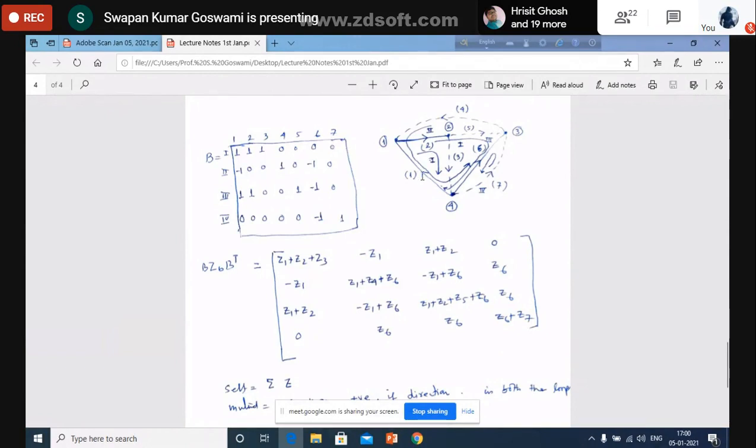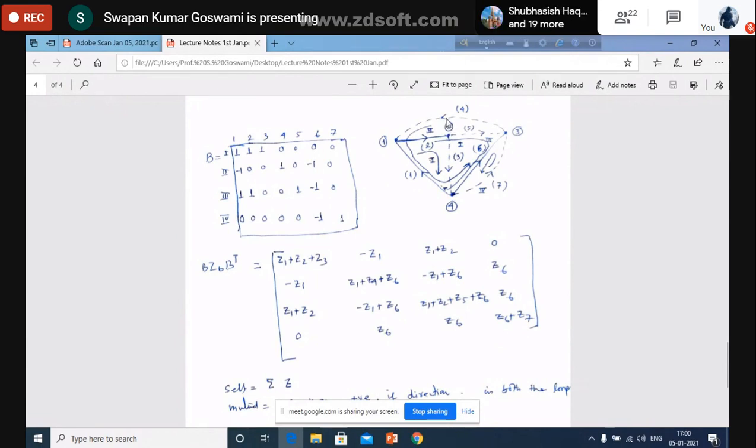Okay. Loop 1, say element 1, it is in loop 1, it is in loop 2, it is in loop 3. So element 1 is in all the three, in the first 3 loops. In the first loop, it is having the same direction, so +1 here. In the second loop, this is the direction of the loop, so it is having the opposite direction.